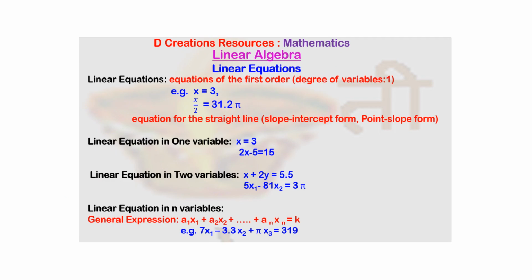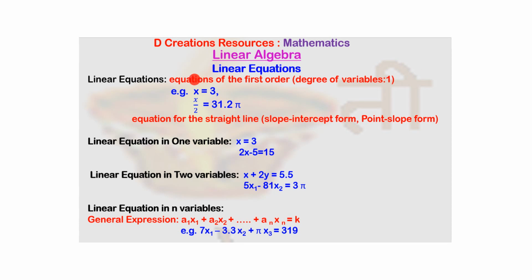Now let's move on to linear equations. Actually the name linear indicates its geometrical correspondence. Basically it's an equation for a straight line. Now the idea is that the equations have to be of first order. That means however many variables there are, each one of them should have a degree of 1.